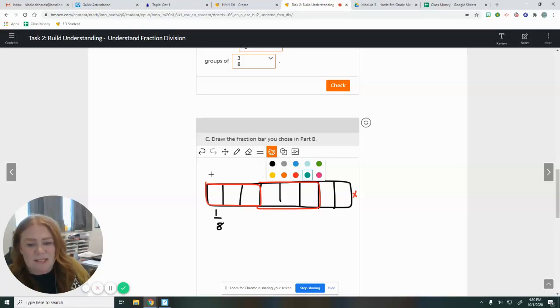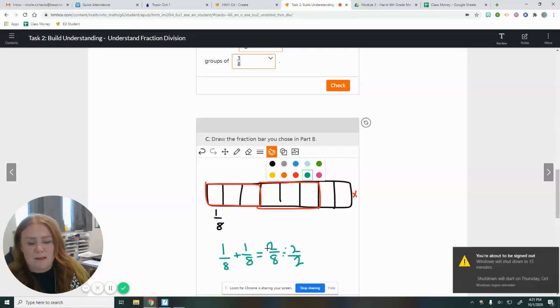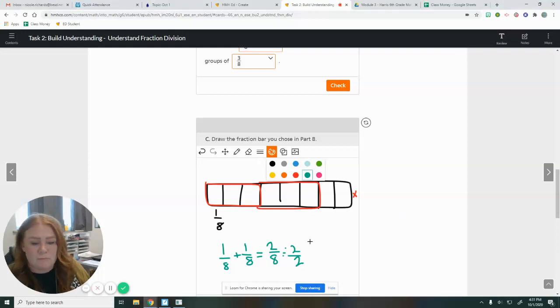Let's think about our 4ths here. 1/8 plus 1/8. Let's think. So my denominators are the same. 1 plus 1 is 2. Denominator stays the same. So let's simplify this. Divide them both by 2. 2 divided by 2 is 1. 8 divided by 2 is 4. So every time I have 2/8, that equals a 4th.